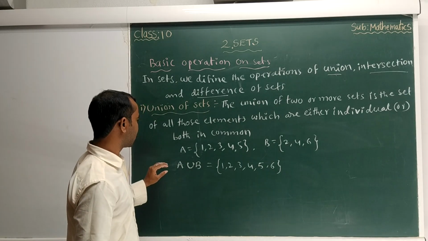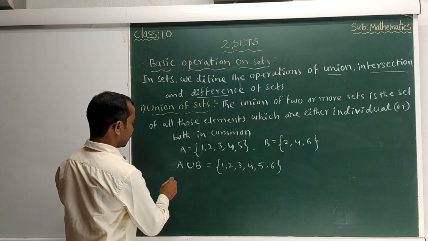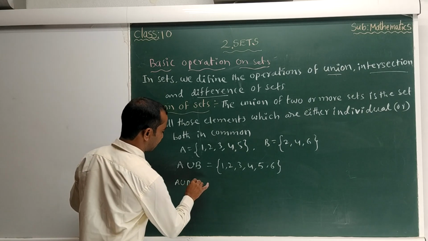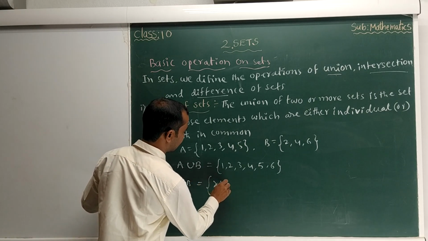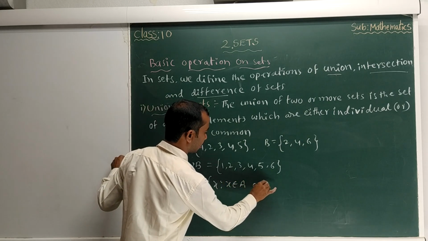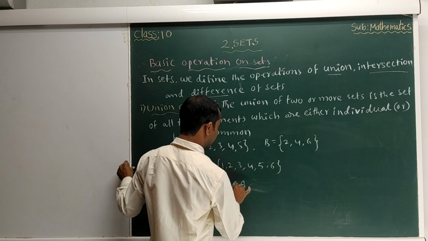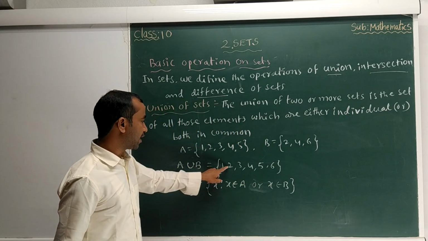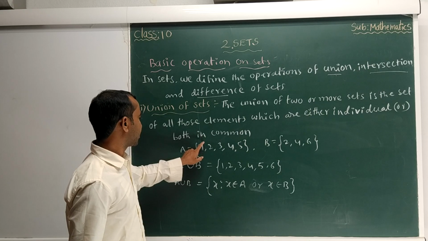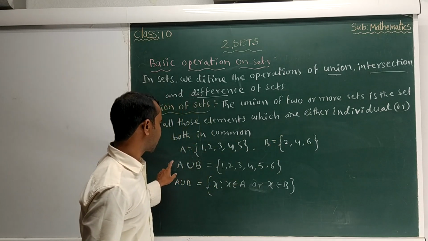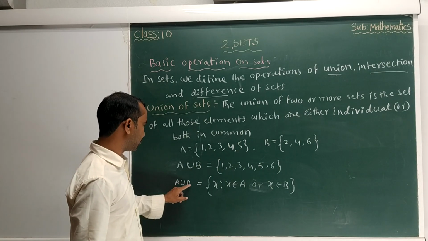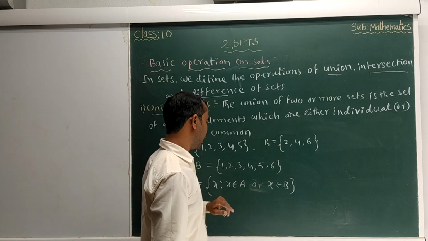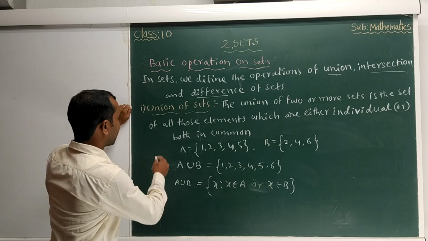Next, the union of sets represented in set builder form: A union B equals the set of x such that x belongs to A or x belongs to B. Here in A union B, each and every element belongs to either set A or set B, so it is called A union B.